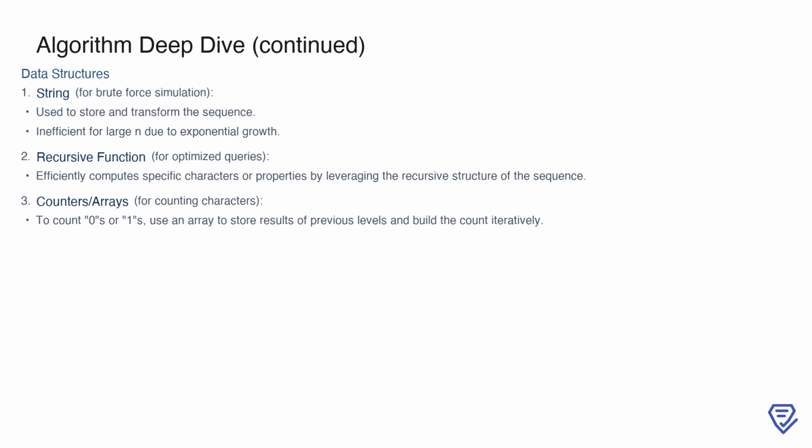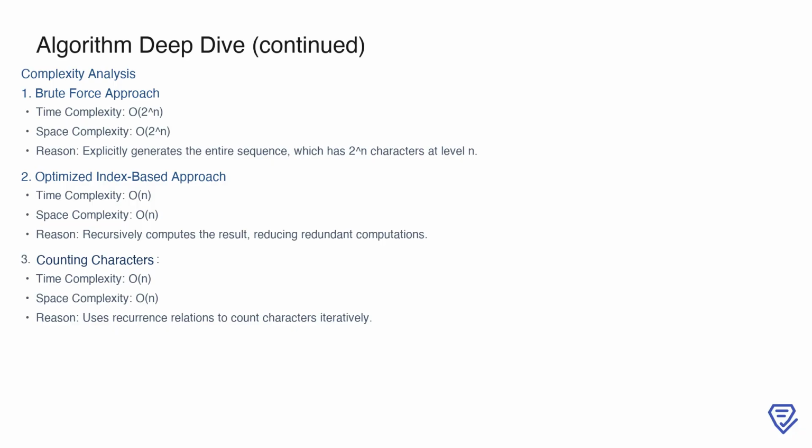Finally, if the task involves counting characters like zeros or ones, we can use arrays or counters to iteratively compute the counts based on results from previous levels, avoiding the need to generate the full sequence. The complexity of each approach highlights the trade-offs between efficiency and simplicity. The brute force approach has a time and space complexity of 2 to the power of n, as it explicitly generates the entire sequence, which grows exponentially with each level.